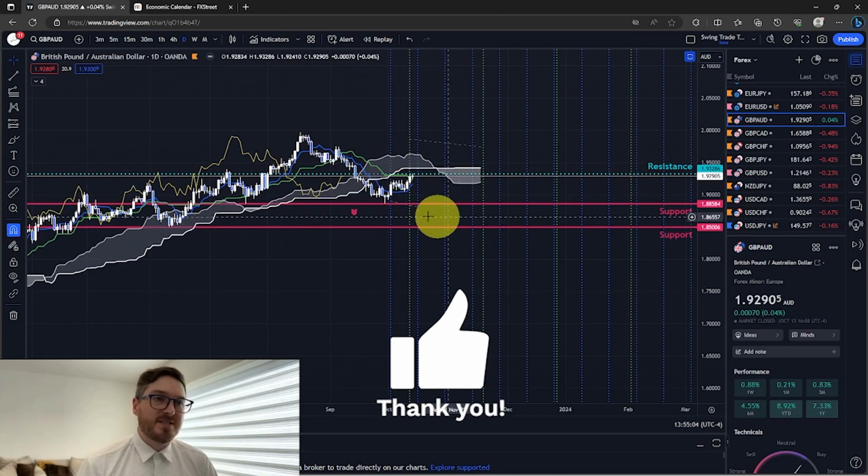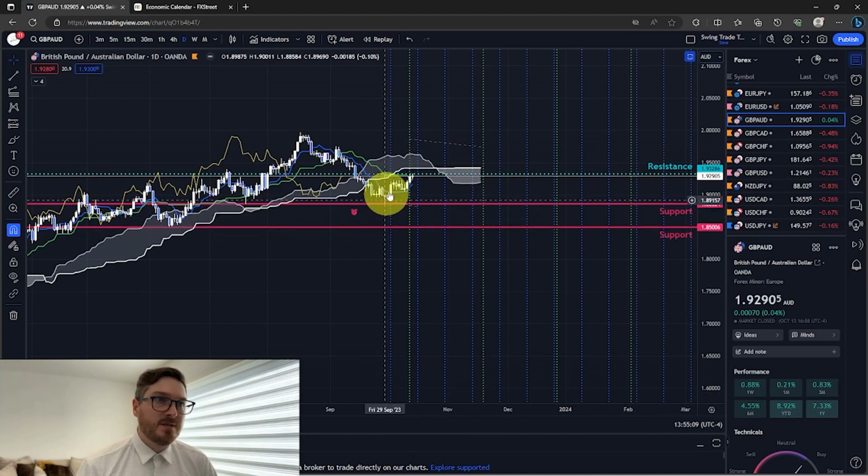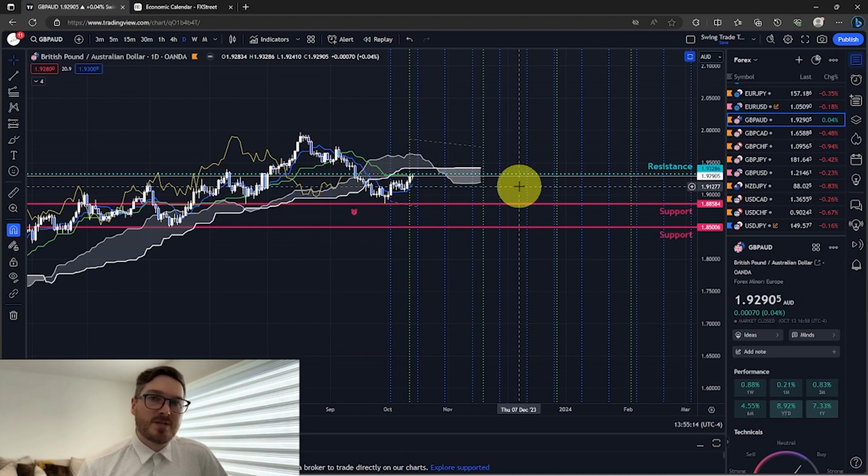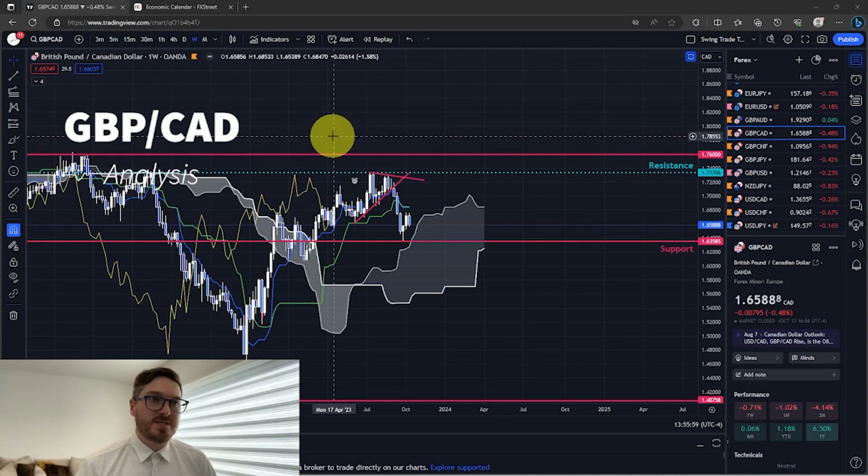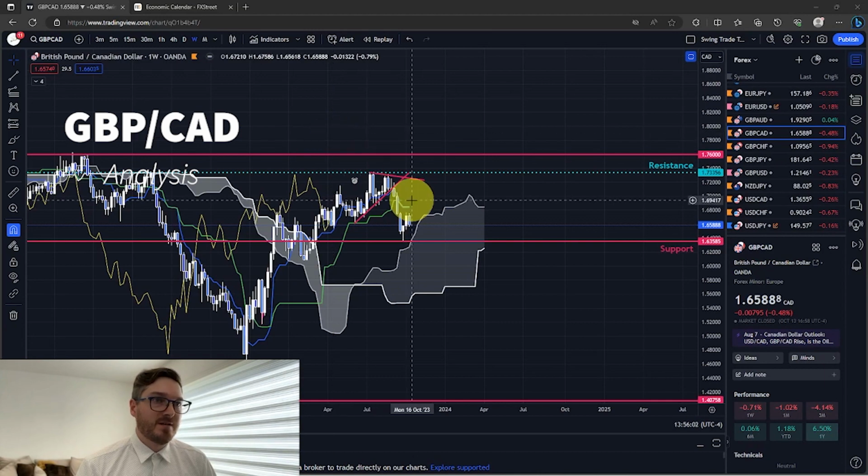But I am expecting in the future price to break this support level here, which is the 1.88. But we're going to need to just wait and see what happens. But this week is going to be a ranging market, so I'm going to most likely not be looking to trade this pair.